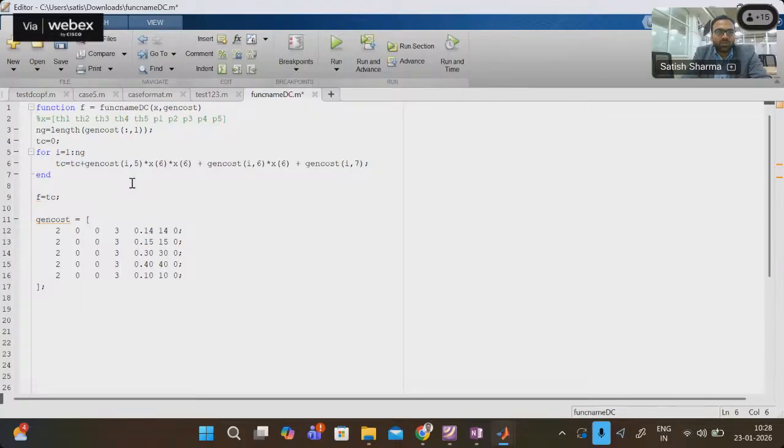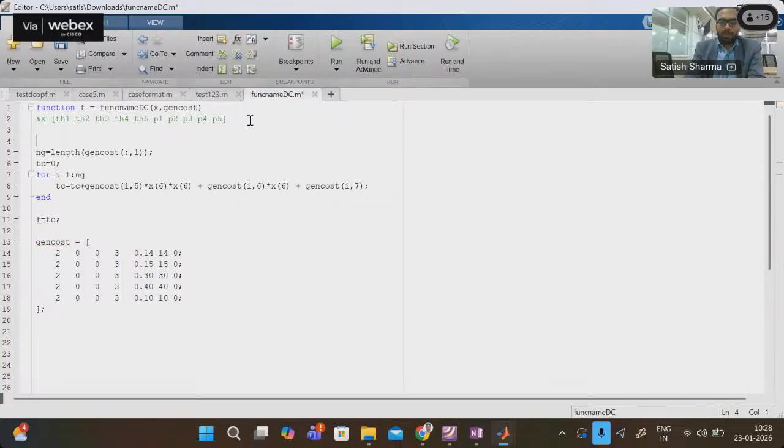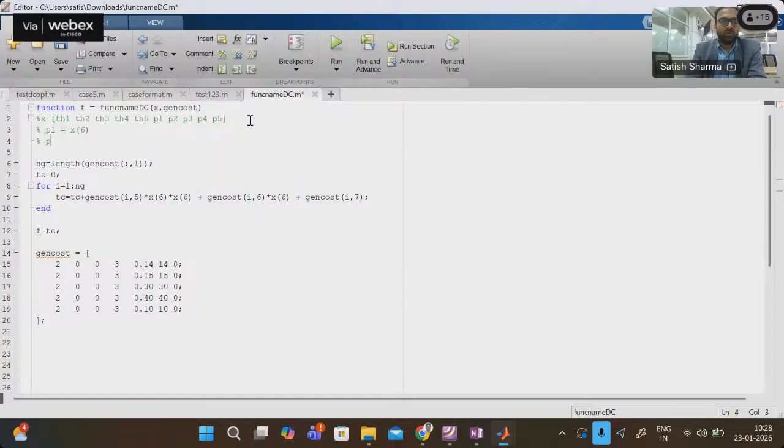Another issue with this particular code is this x6 is fixed. I don't want x6 to be fixed. x6 is basically keep on changing. Here P1 is basically equal to x6. Then it should go for P2, it should be equal to x7, and so on. Basically, we have to update the x as well, because for the first generator it is x6, but for the second generator it won't be x6.